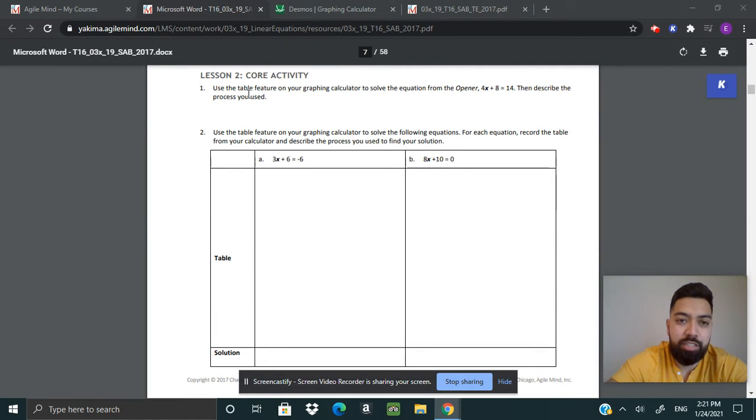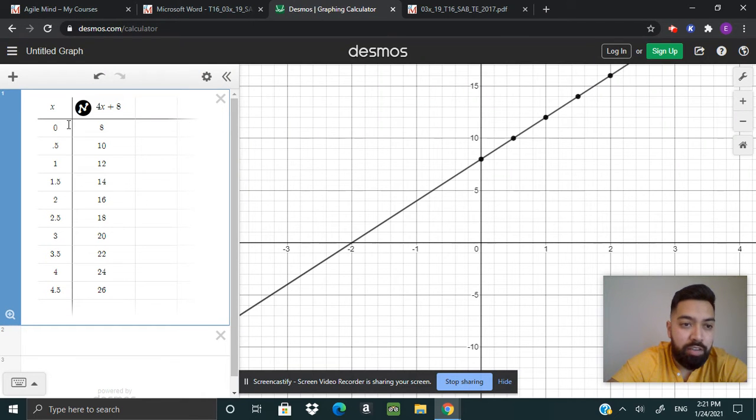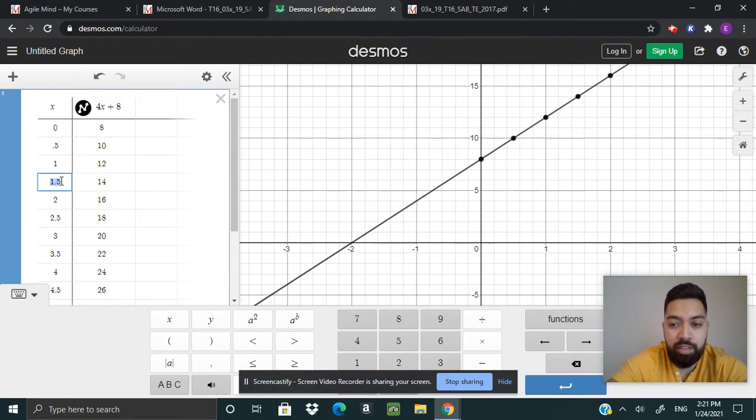All right, guys, so now we're going to continue on to the core activity. We're still going to be using tables to solve these equations. Now, just to clarify on that previous one, if you remember, we were going by 0.5s and we found the solution for 14. So when you report your solution, the answer is x equals 1.5, because at that given spot is when the equation equals 14. So for your answer, you would have to report x equals 1.5, and that's your solution.